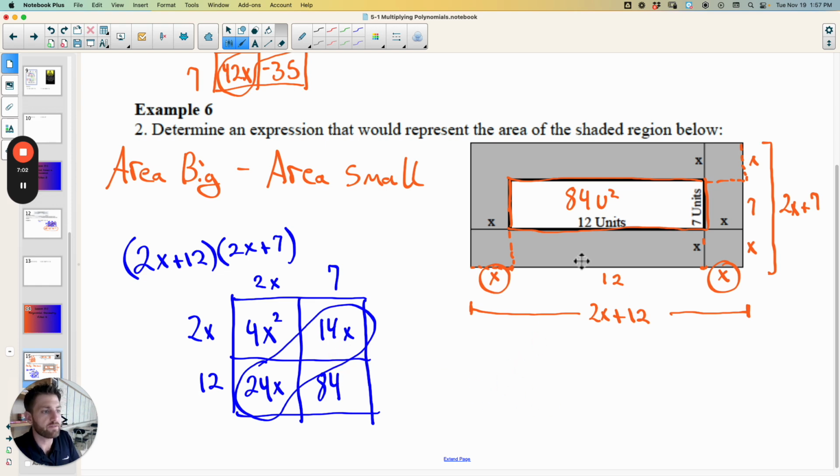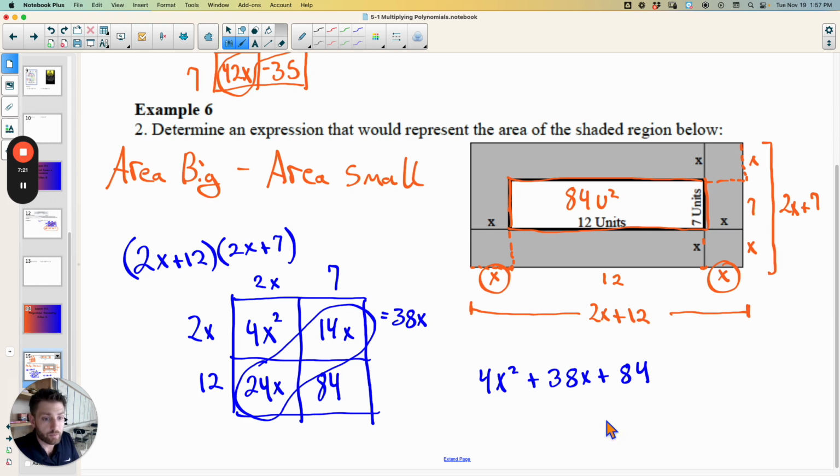So the area of the bigger rectangle, let me say is 4x squared plus 38x plus 84. Okay, that's all of this added together. So 4x squared plus 38x plus 84.